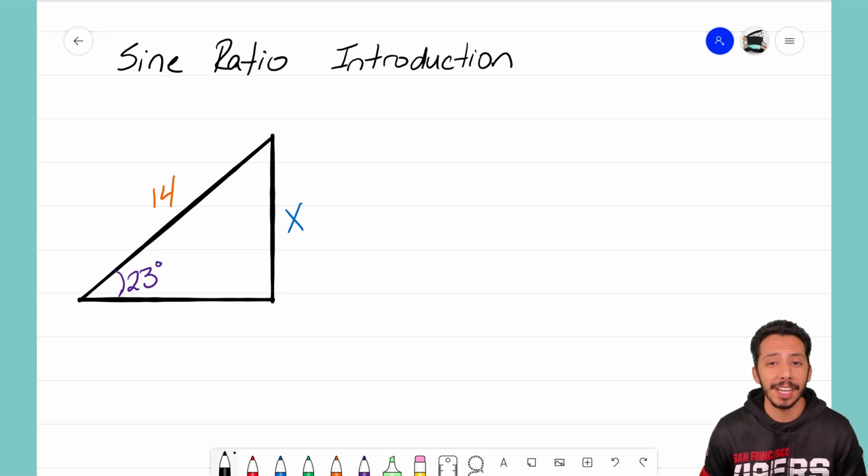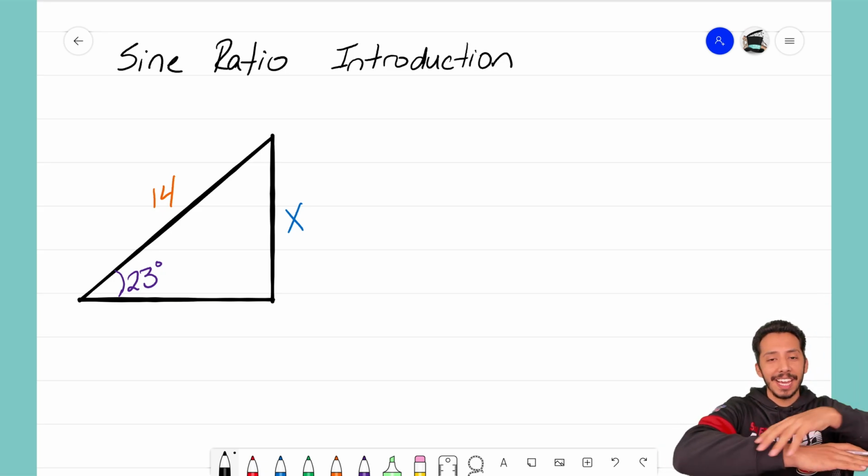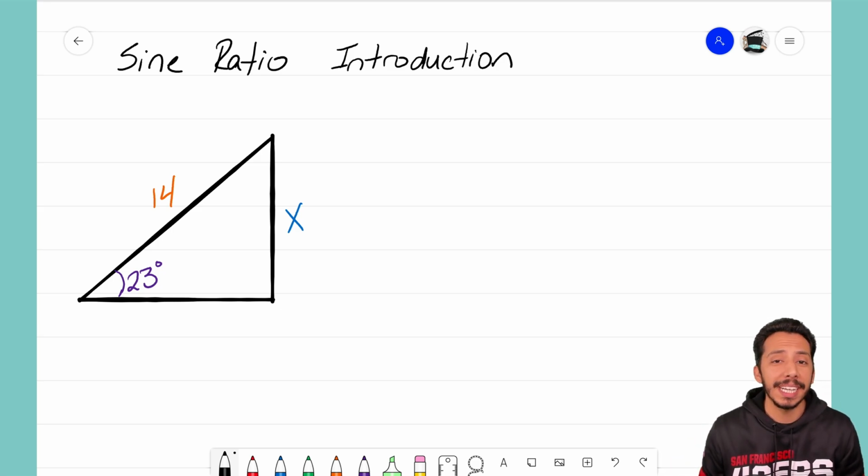Hopefully we are familiar with tangent. Tangent is a ratio we discovered a couple of videos ago, where we were looking at the relationship between a slope triangle and the side delta y and the side delta x, the vertical and the horizontal. But sometimes when we're dealing with a right triangle, tangent won't work. So we want to learn a new trig ratio called sine, and how it can help us solve for an unknown side of a right triangle.